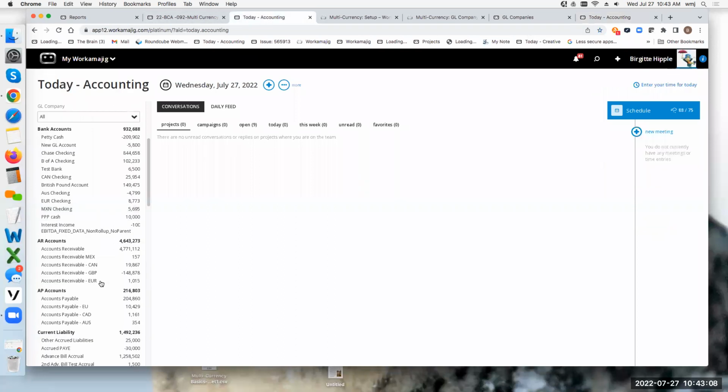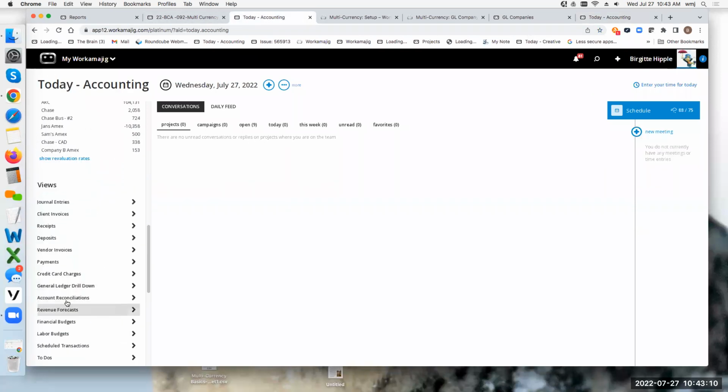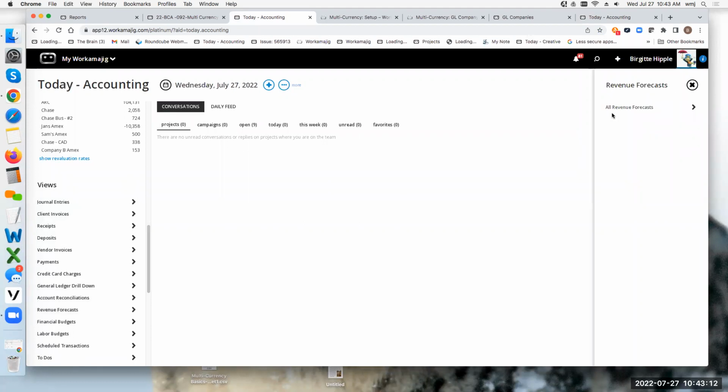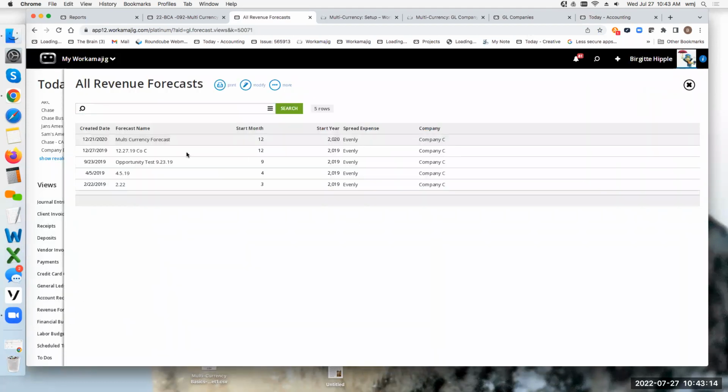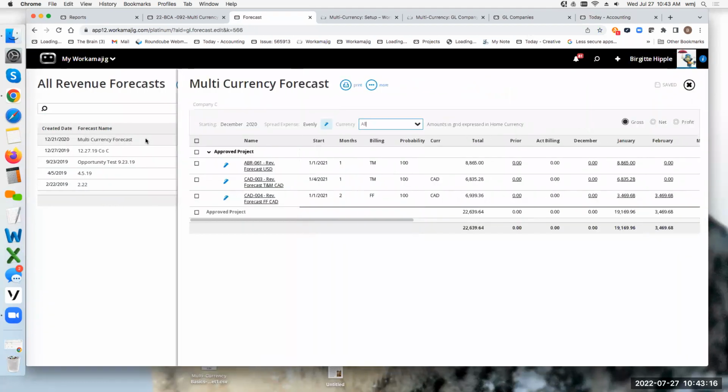One other thing before I get to your question is the revenue forecast. If I look at the revenue forecast in here, and I look at it for all, I'm actually seeing it in my home currency. These are revalued numbers, even though this is a Canadian project. Canadian amounts, it's been revalued to US.